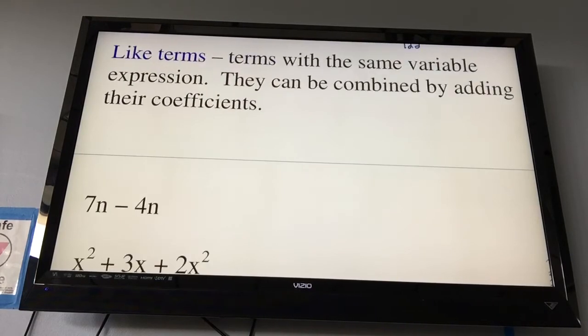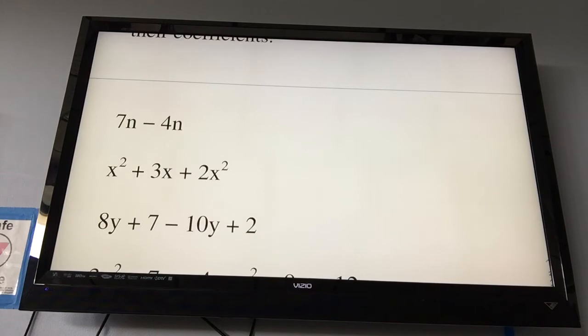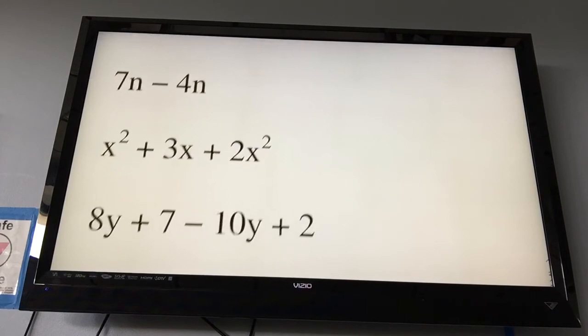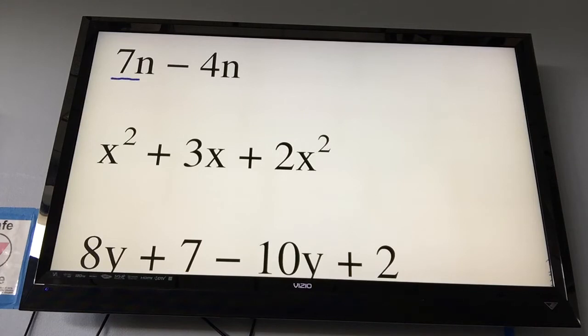Okay. Like terms are terms with the same variable expression. So that means exactly the same. x is not the same thing as x squared. x is not the same thing as xy. Okay? x is the same thing as x, y is the same thing as y, x squared the same as x squared. You combine those terms by adding or combining or subtracting, collecting, whatever word you like, the coefficients, the number in front. So these are like terms. They both have an n. So positive 7 and minus 4 give me a positive 3n.